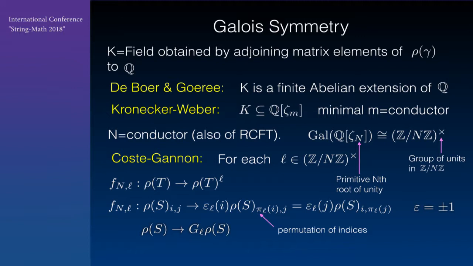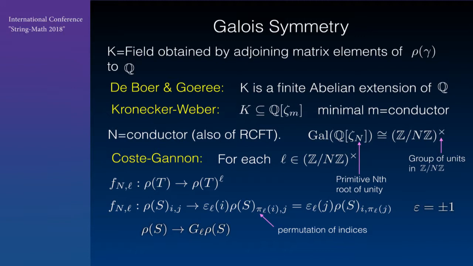And this conductor, for this construction applied to rational conformal field theory, is going to be the same as this capital N, the order of rho of T. Now, this cyclotomic extension has a Galois group that leaves the rationals invariant and moves around the nth roots of unity, and that is isomorphic to the group of units in Z mod NZ.